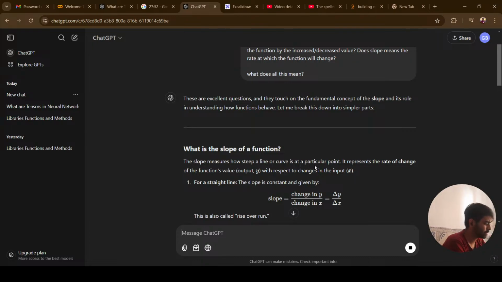Rate of change of function. I'm not getting it. I kind of, I don't know.